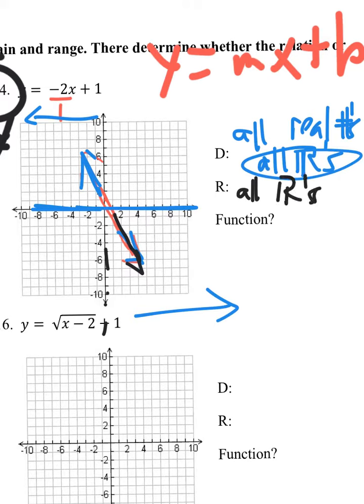Okay, and anything that's linear, unless it's a horizontal or vertical, both the domain and range are going to be all real numbers. Now, is it a function? Does it pass the vertical line test? Yes, everywhere we drew a vertical line would only go through there once. So that's yes.